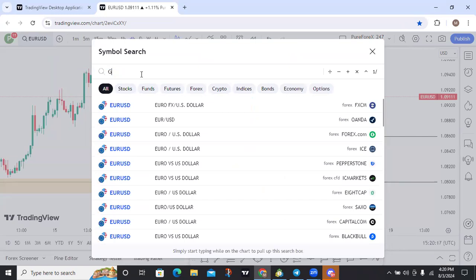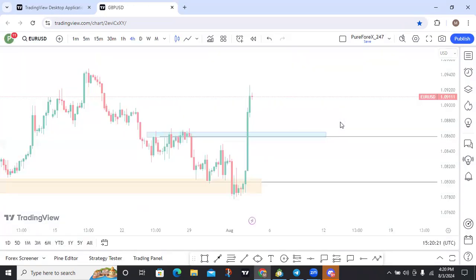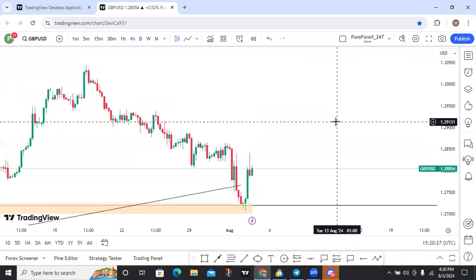GBPUSD. Okay. So like I said, wherever you most time this pair they move alike. Also, I'm going to show you what I did not see on GBPUSD.